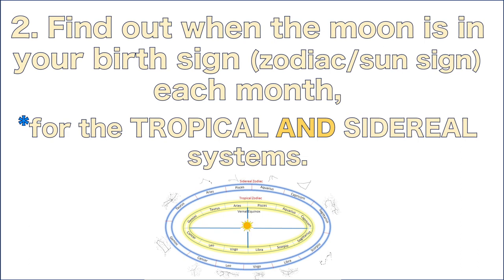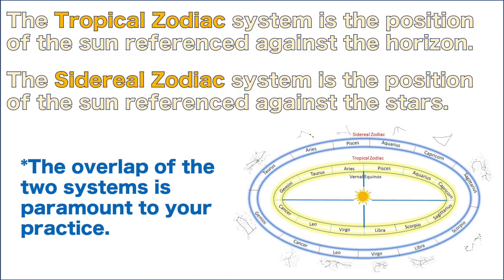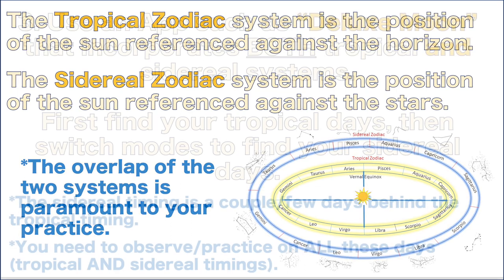The second step is to find out when the moon is in your sun sign each month for tropical and sidereal systems. The tropical system is the position of the sun referenced against the horizon. The sidereal system is the position of the sun referenced against the stars. The overlap of the two systems is paramount to your practice.